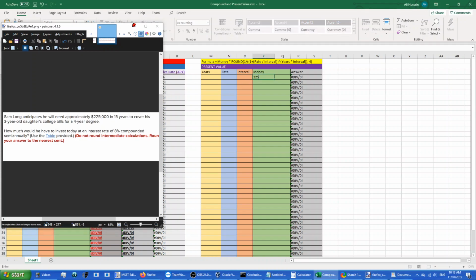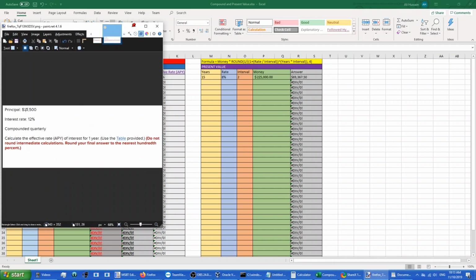$225,000, so 225,000 in the money section. 15 years. And the rate of 8% compounded semi-annually, so 2. And there we have it, $69,367.50. Let's check the answer. $69,367.50. There it is. And last question.